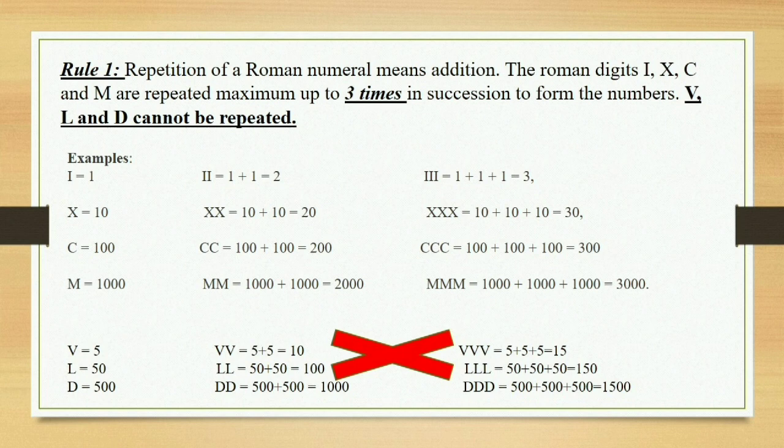For example, single I is equal to 1. Double I is equal to 1 plus 1 which is equal to 2. Triple I is equal to 1 plus 1 plus 1 which is equal to 3. And the same for X, C and M. But as I said, V, L and D cannot be repeated. Single V is equal to 5. Double V will be 5 plus 5 which is equal to 10. For 10, we have already one letter which is X. And the same goes for L and D.